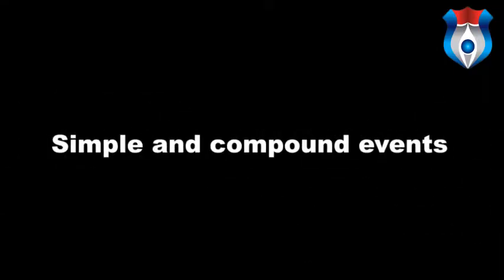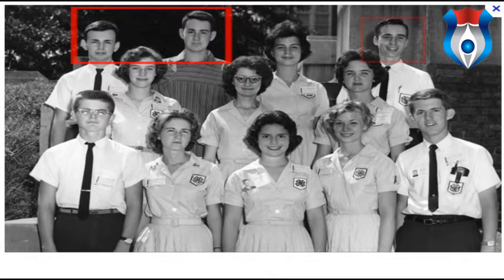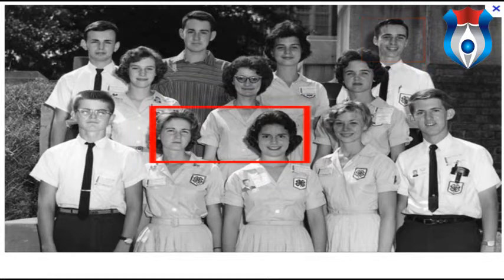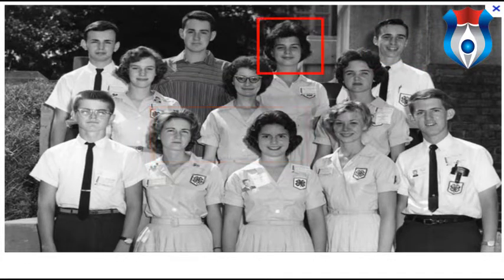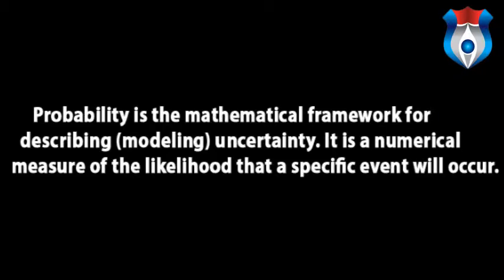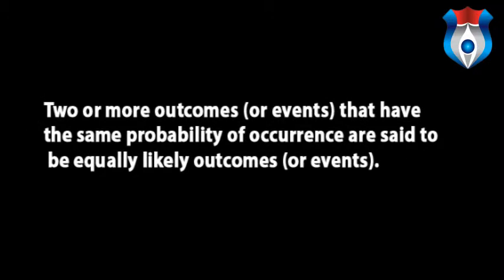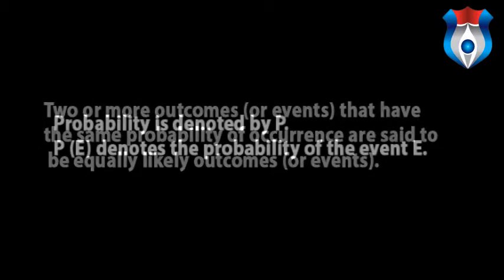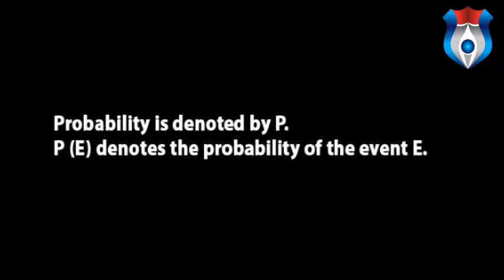Simple and compound events. Suppose we randomly select two people from the members of a club. Look at whether the person selected each time is a man or a woman. Write all the outcomes for this experiment. Probability is the mathematical framework for describing and modeling uncertainty. It is a numerical measure of the likelihood that a specific event will occur. Two or more outcomes or events that have the same probability of occurrence are said to be equally likely outcomes or events. Probability is denoted by P. P(E) denotes the probability of the event E.